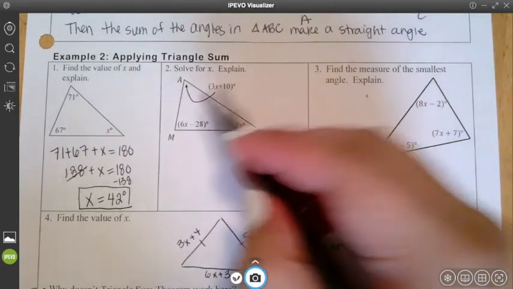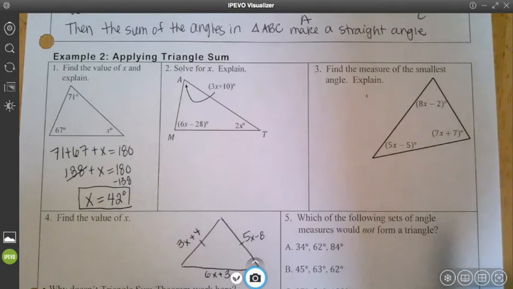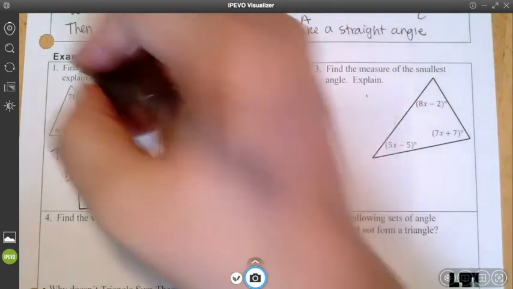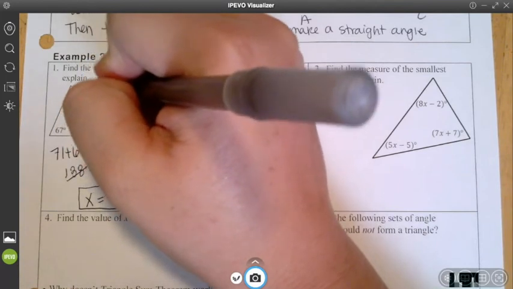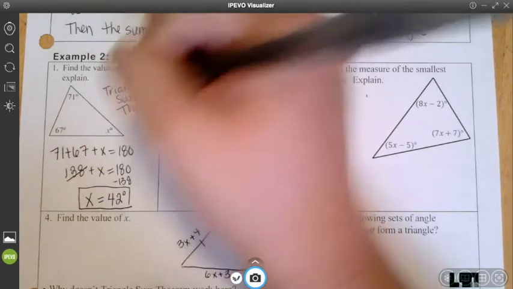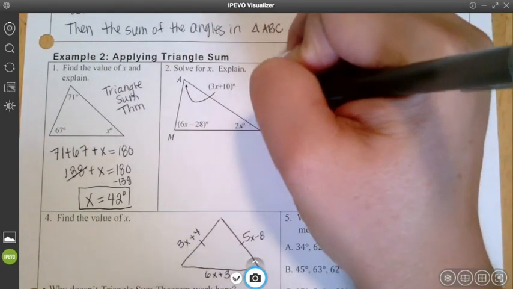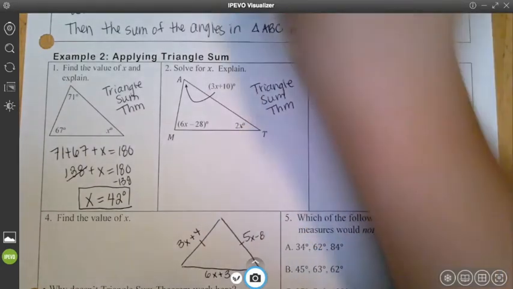Number 2, we're looking at another triangle, and now I have all three angles that should add up to 180. I should put an explanation. Triangle sum theorem. Triangle sum, THM for theorem.